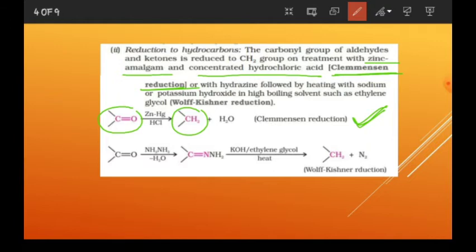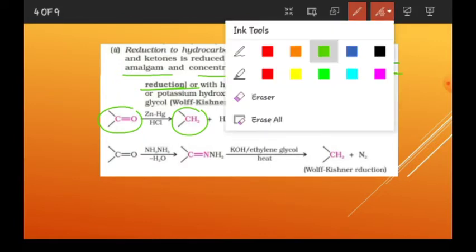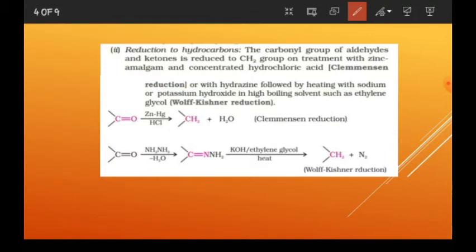And the next reduction is Wolff-Kishner reduction. In this case also we are getting CO changed into CH2, but the reagent is different. In this case we use hydrazine followed by heating with sodium or potassium hydroxide in high boiling solvents such as ethylene glycol. So in this case we are using hydrazine, NH2NH2 is known as hydrazine. We will get an intermediate.